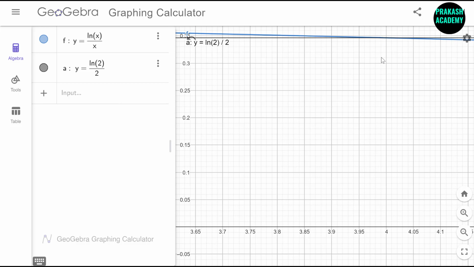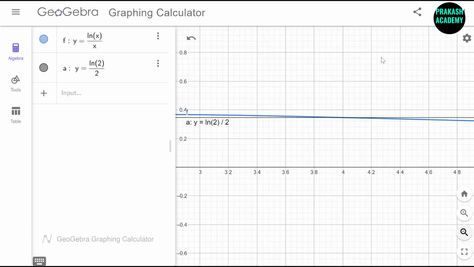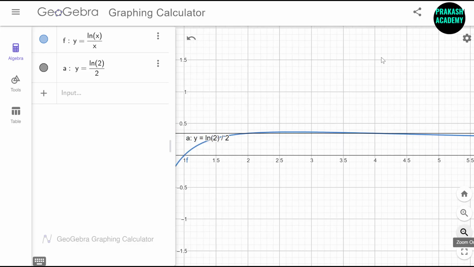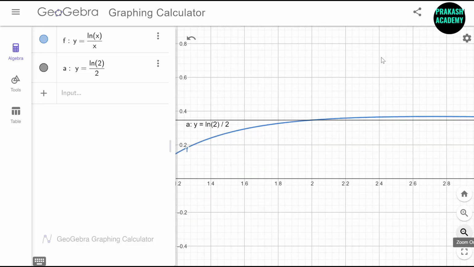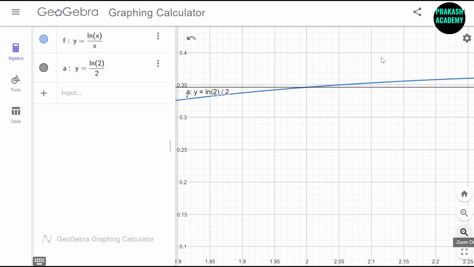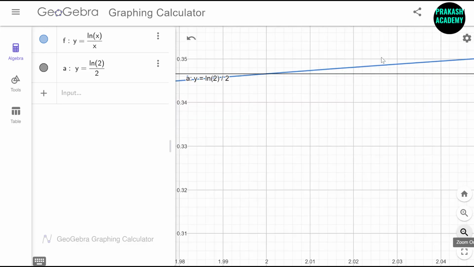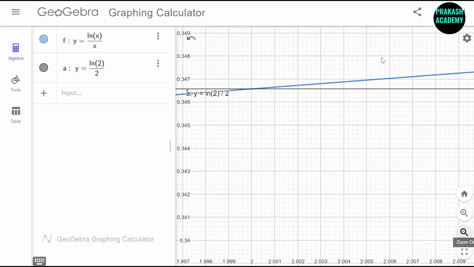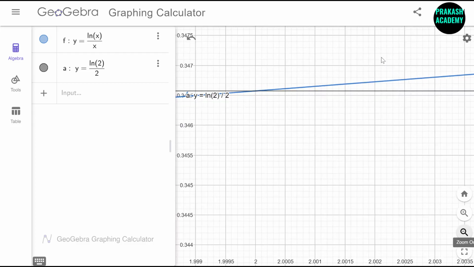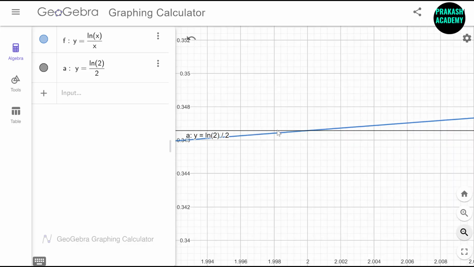That is one root. Now another root we will have is near x equals 2. If I zoom here, you can see clearly. I am zooming further. So now you can clearly see this point is x equals 2. So in this case, there are two solutions. We cannot have any further solution. There are only two solutions.